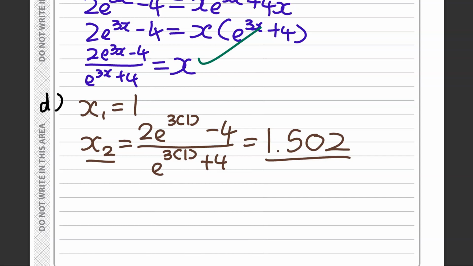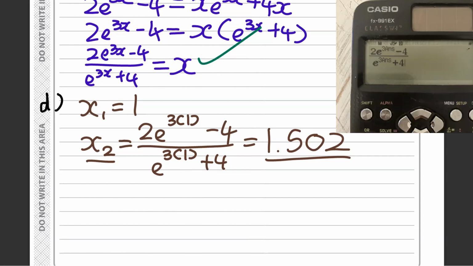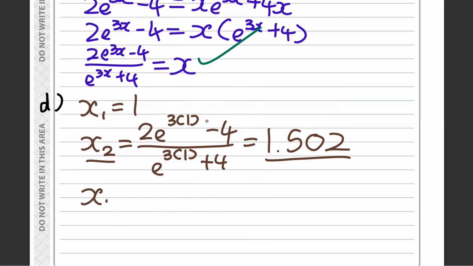Now to get the value of beta, the best way to do this in my opinion is on your calculator. Put in 2e to the power of 3x minus 4 over e to the power of 3x plus 4, but instead of x put the answer symbol like this here, and then if you just press equals, it will plug in this 1.502 into the iteration formula as x, and that will give you x3. If you press equals again, it will put in that value that you just got into the iteration formula to give you x4. Then you press equals again, you get x5, and so on.